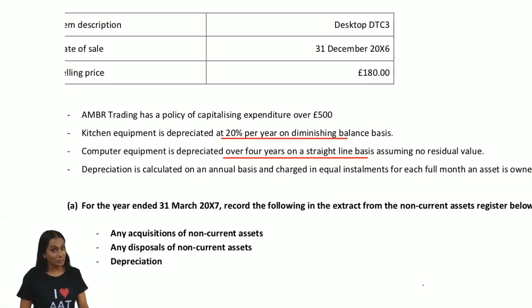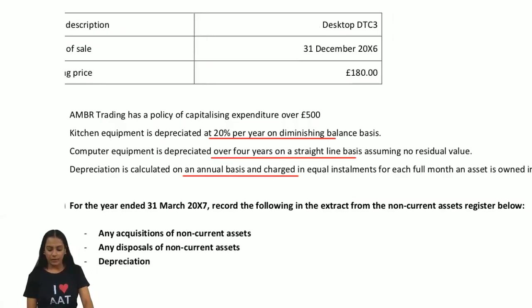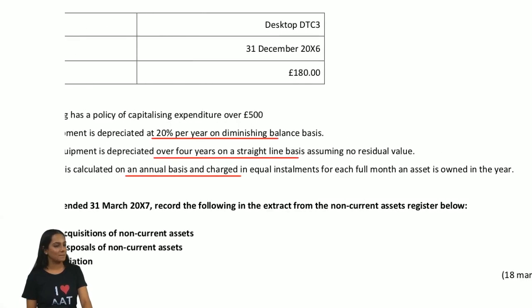So, moving on, it says depreciation is calculated on an annual basis and charged in equal instalments for each full month an asset is owned in the year.